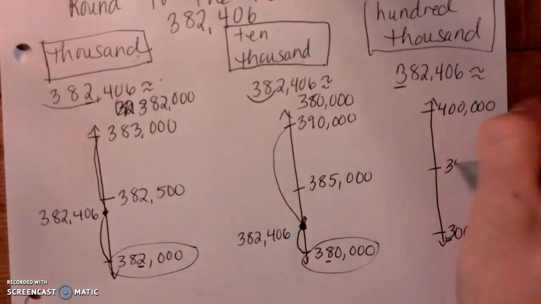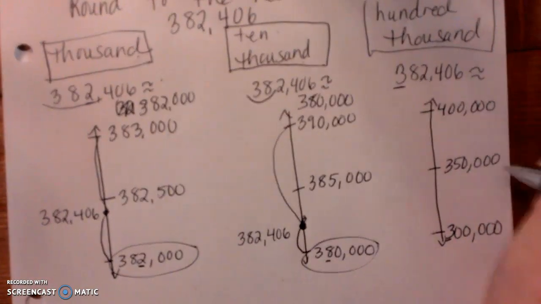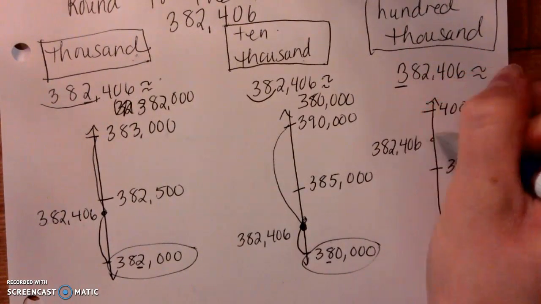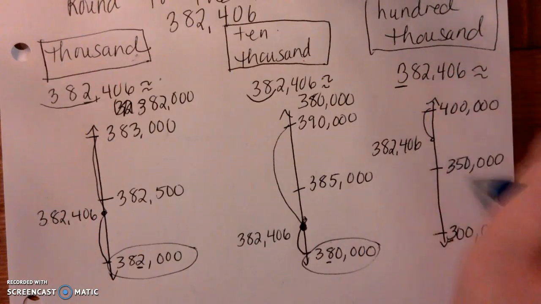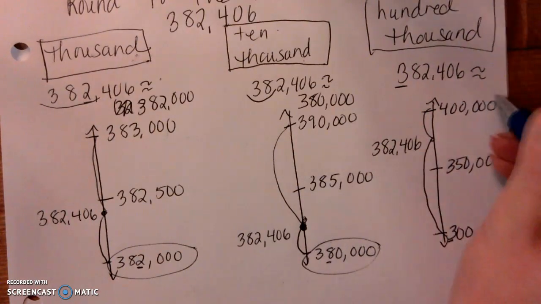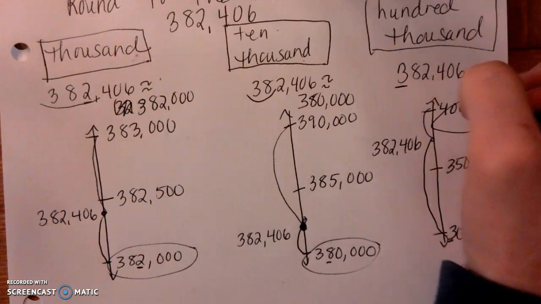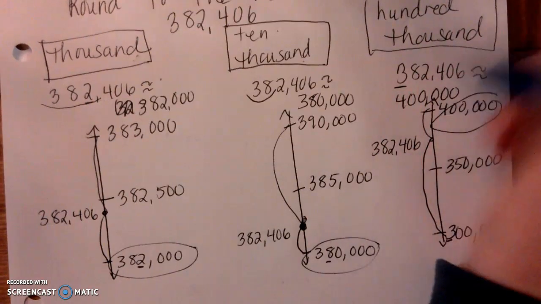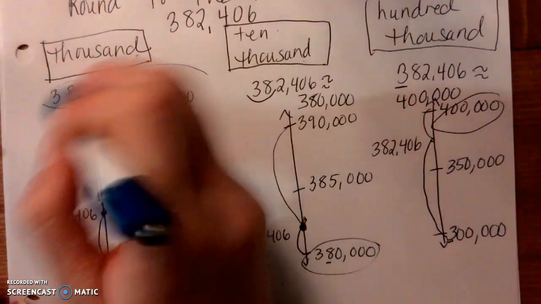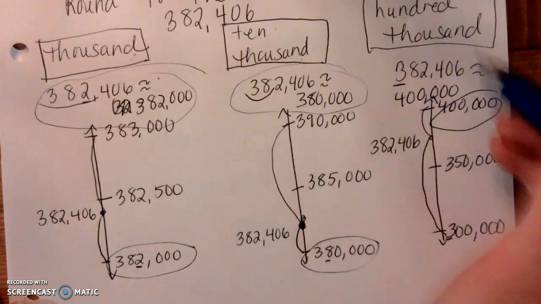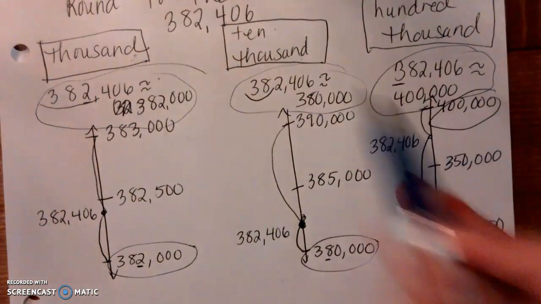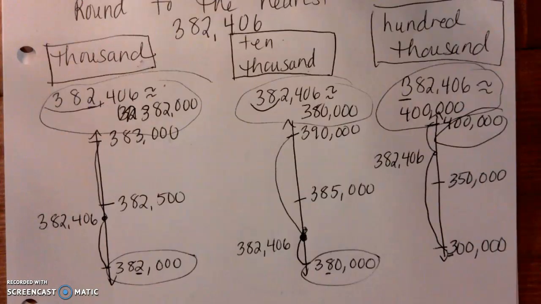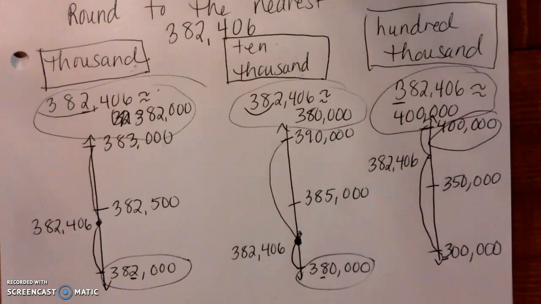Now I know my midpoint is 350,000. And I can see that 382,406 will be right up here because it's definitely greater than 350. And so I can see 382,406 rounded to the nearest 100,000 is 400,000. So I can see when I round the same number to different places, it rounds to different numbers. So I need to be really careful to make sure that I'm moving strategically just like I did here and paying very close attention to my work.